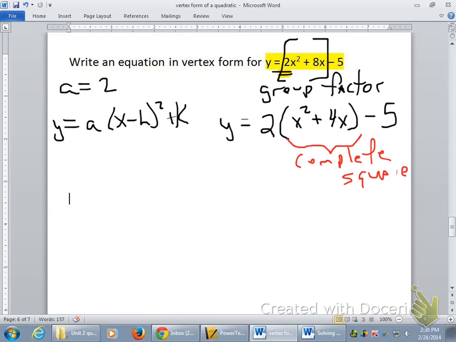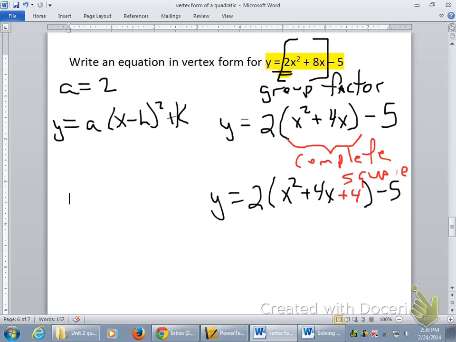So now I'm going to complete this square. That's going to be y equals 2 parentheses, x squared plus 4x. Let's see, there's my minus 5. How do I complete this square? Just want to make sure. Okay, that's going to be plus 4. Let me switch out of red. Well, it has to. Plus 4.